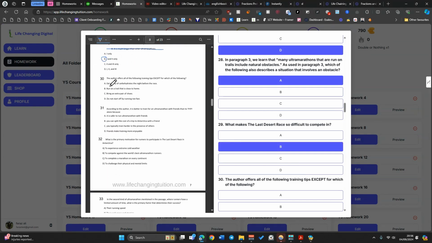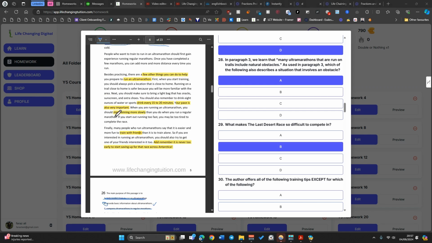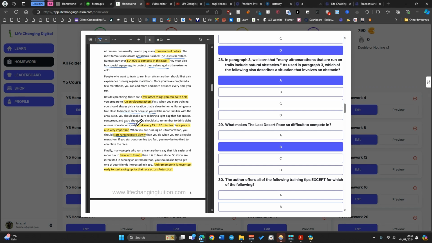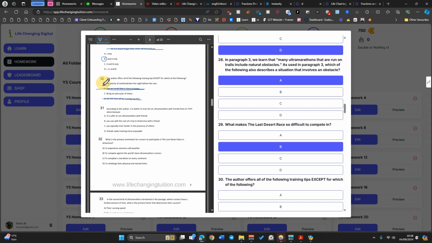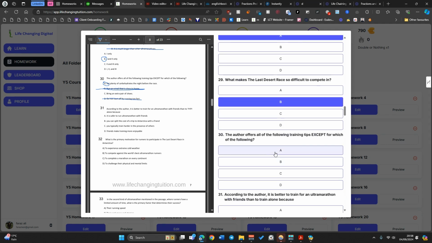Question 30. The author offers all of the following training tips except for which of the following? So eat plenty of carbohydrates, run on a trail that is close to home, bring an extra pair of shoes, or do not start by running off too fast. He does mention that right up here. It also says running on a trail close to home is safer, so he does mention that. And he also says bring an extra pair of shoes. It says to bring a light bag of snacks, but it doesn't actually say anywhere to eat plenty of carbohydrates the night before the race. So A is the one that it doesn't mention.